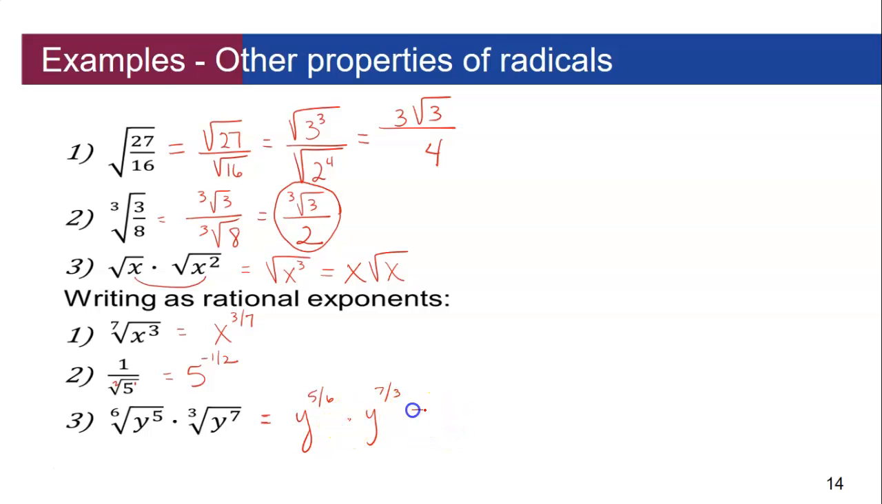Okay, so if we want to combine these together, which we should because they are actually like bases, then if we're multiplying those together, that means we're going to add our exponents, so 5/6 and 7/3. This is where you would need to get a common denominator. So if we've got 5/6 and 7/3, our common denominator would be 6. So we're going to multiply both of these by 2. So we'll have 5 plus 14 over 6. So 19/6. So this will be the same thing as y to the 19/6.